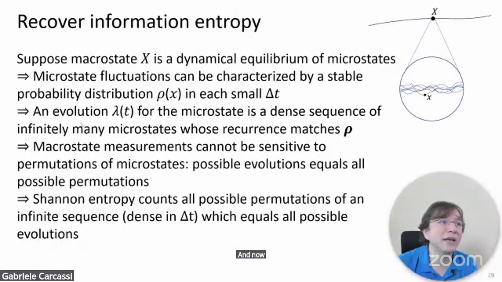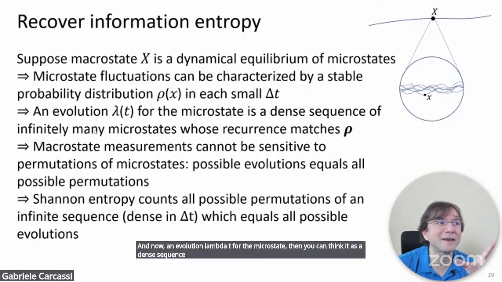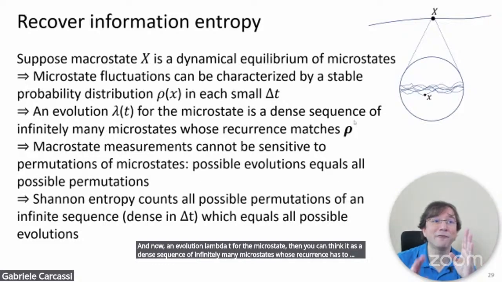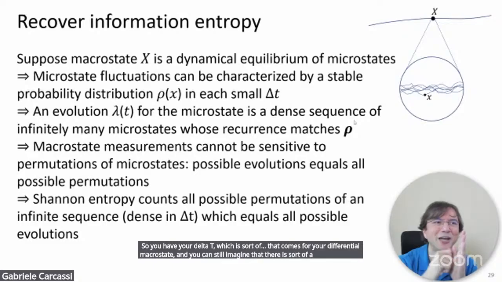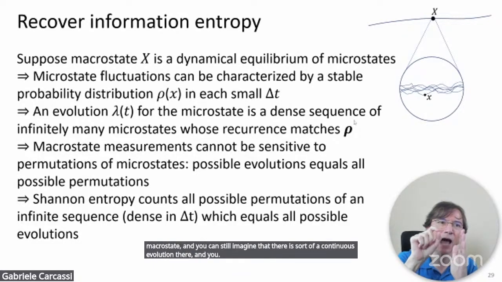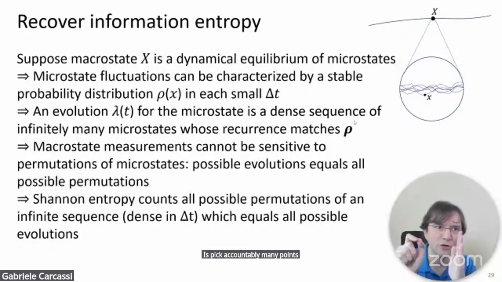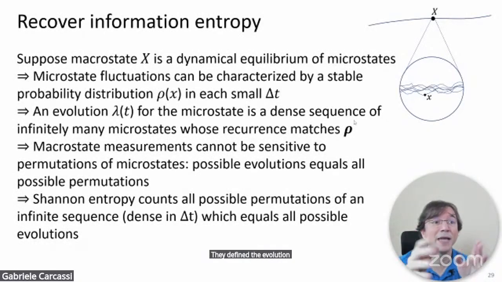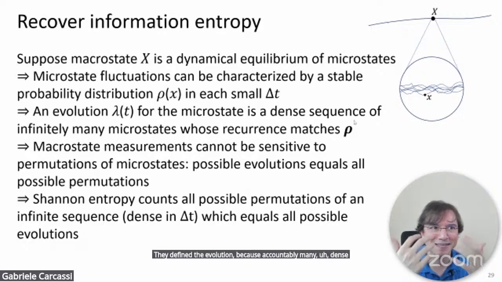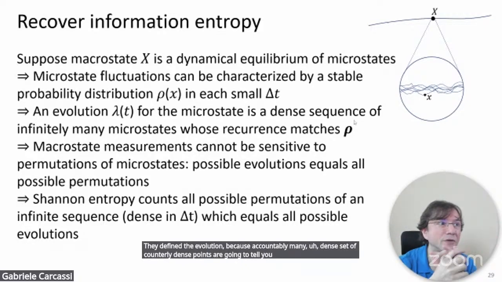And now for an evolution lambda t for the microstate, you can think of it as a dense sequence of infinitely many microstates whose recurrence has to match rho. So you have your delta t, which comes from your definition of macrostate, and you can still imagine that there is a continuous evolution there, and you pick countably many points along that evolution. If the evolution has to be continuous, as long as it's a dense countable set of points, they define the evolution, because a set of countably dense points is going to tell you what the continuous thing is.